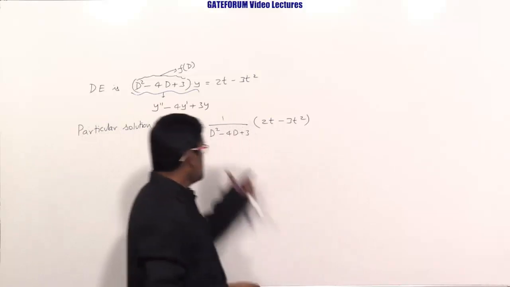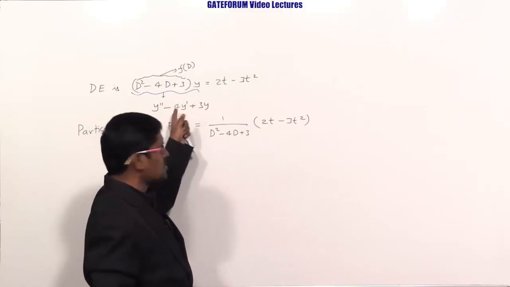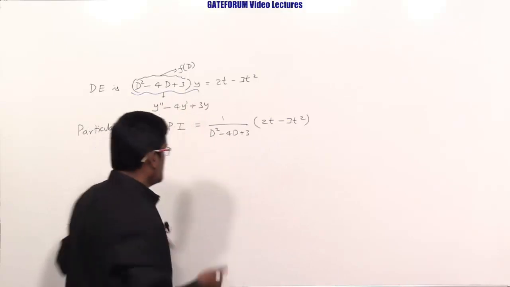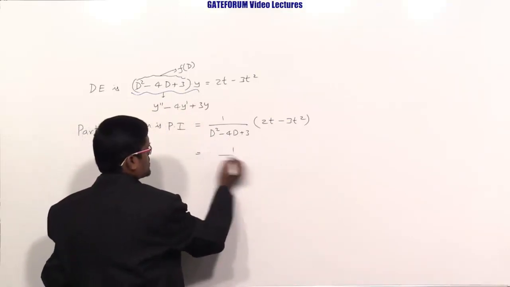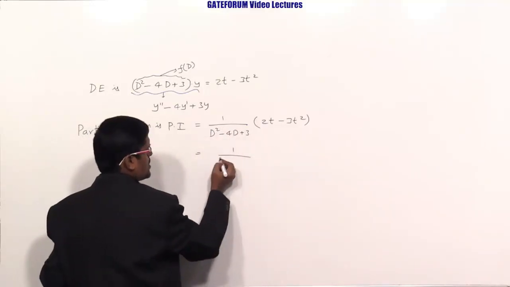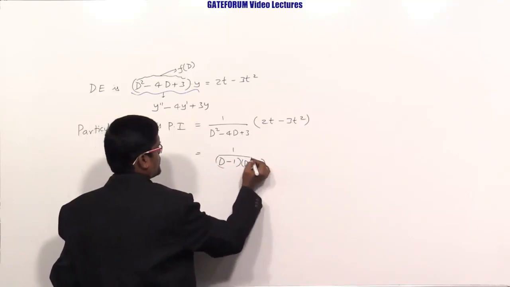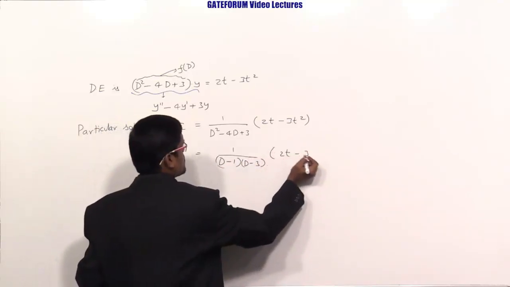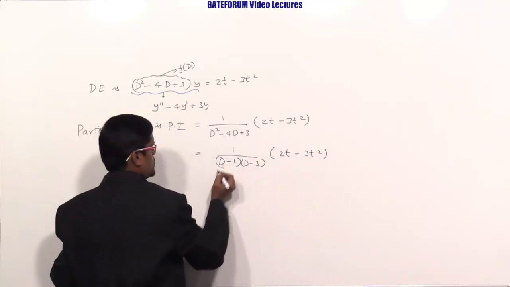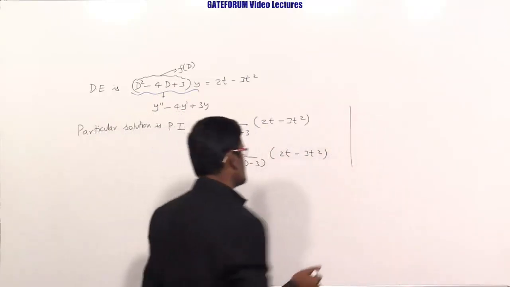In that case, it is better to factorize the denominator and apply partial fractions. The factorization is easy to identify. D square minus 4D plus 3 can be written as (D minus 1)(D minus 3). So the operator has the factors (D minus 1)(D minus 3) operating on 2t minus 3t square. Here in the margin I am doing the partial fractions.